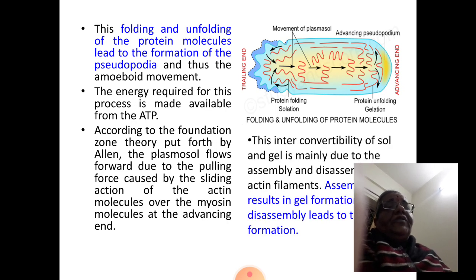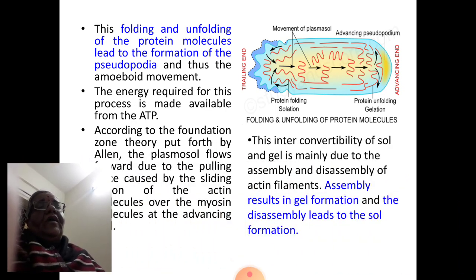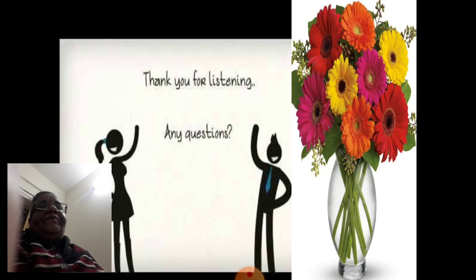The interconvertibility of sol and gel is mainly due to the assembly and disassembly of actin filaments. Assembly results in gel formation and disassembly results in sol formation. So the basis for the interconvertibility of sol and gel finally goes to the credit of proteins, actin and myosin.